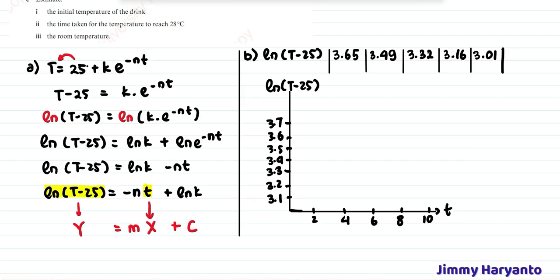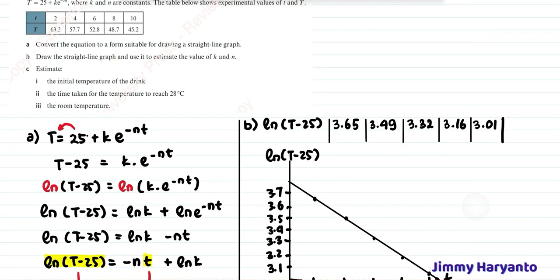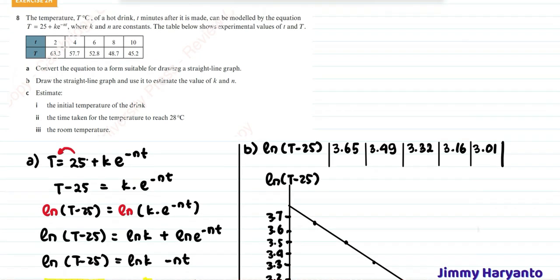I think that's enough. Let's plot all of the points. First is 2, 3.65 right there, and then 3.49 is right here, and then 3.32 right there, 3.16 is right here, and then 3.01 is right there. Okay, so this is our line. And then we have to find the initial temperature of the drink.